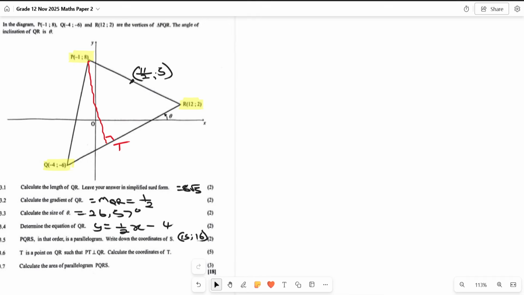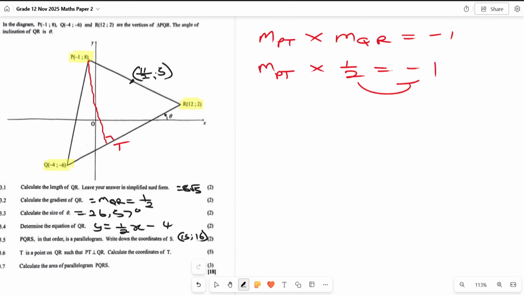So if we have done so, remember the gradient of two perpendicular lines, when you multiply them together, they're supposed to be equal to minus 1. So M of PT times M of QR, we're supposed to get minus 1. Therefore, M of PT times 1 over 2 is equal to minus 1, right? So we're just going to multiply that side, and M of PT is going to be equal to, watch closely, minus 2. So we have the gradient of this line here.